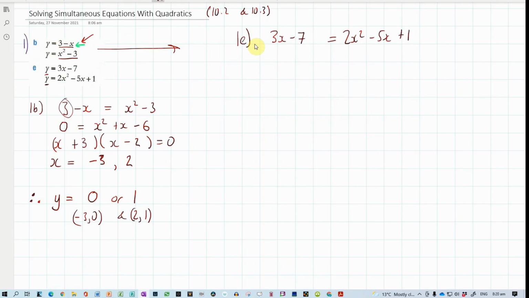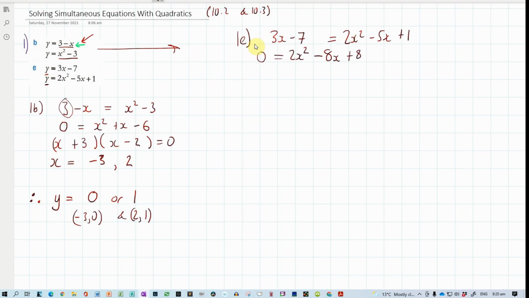I'll bring everything across to the right hand side. So I've got 2x squared. Now minus 5x minus 3x should be minus 8x. And that 1, I'm going to add 7 to it to get rid of the 7 from the other side. So it should be 8.